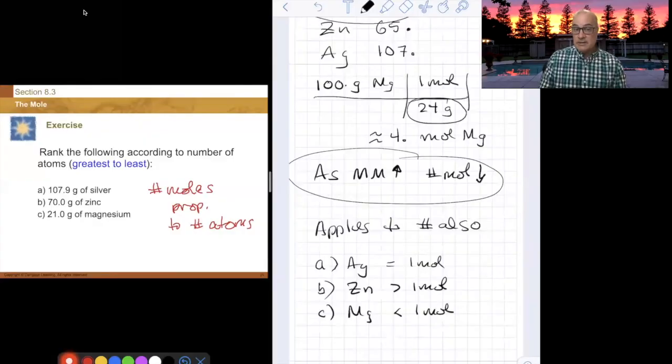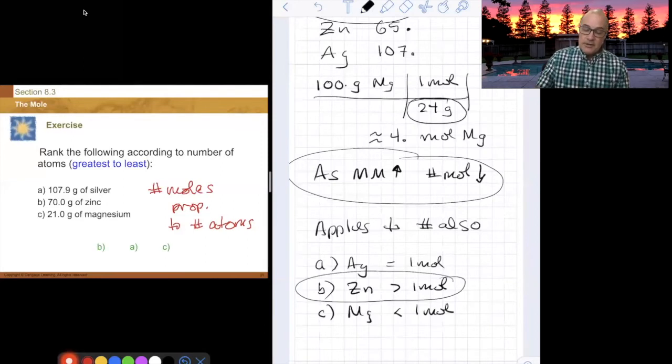So since mole is a number amount, just like actual number of atoms, then all we have to do is pick the one that's the largest number of moles. We go with the one that's a little bit more than 1. And I guess it's asking the order, not the absolute one. This is first, this is second, this is third. In other words, B, A, C.